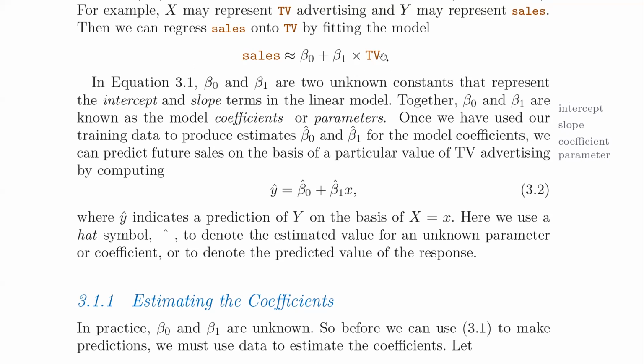X may represent TV advertising, Y may represent sales, then we can regress sales onto TV by fitting this model. We haven't allowed for an error term yet. In equation 3.1, beta naught and beta 1 are two unknown constants that represent the intercept and slope terms in the linear model. Together, beta naught and beta 1 are known as the model coefficients. We will more often refer to them as the model's parameters. Once we have used our training data to produce estimates of beta naught and beta 1, so I think this is quite an important bit of info.